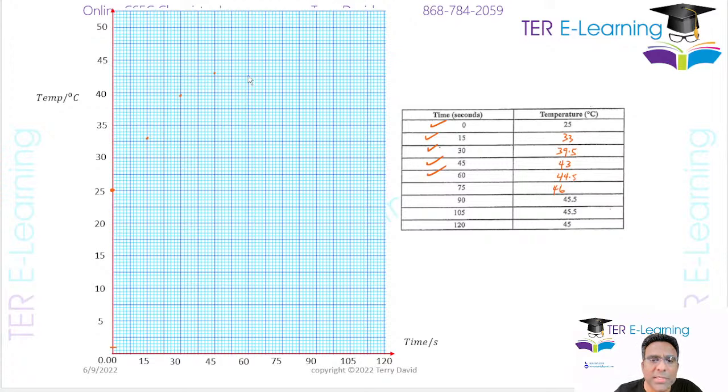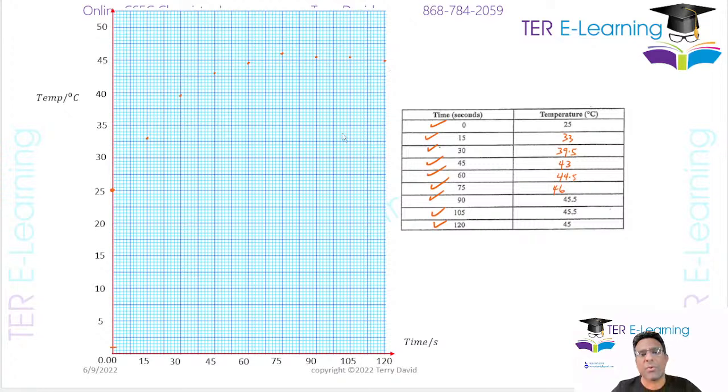So 40, this is 44, this is 44.5. Next one is 75 against 46. 75 against 46 is right about here. Next one is 90 against 45.5. That's about here. Next one is 105 against 45.5 again. So that's right here. And the last one is 120 against 45. So that's here.